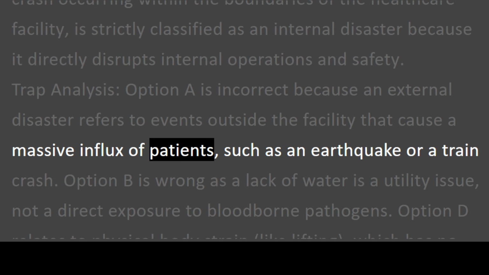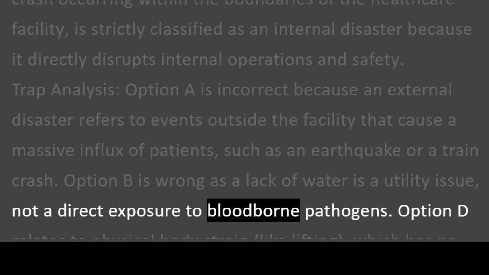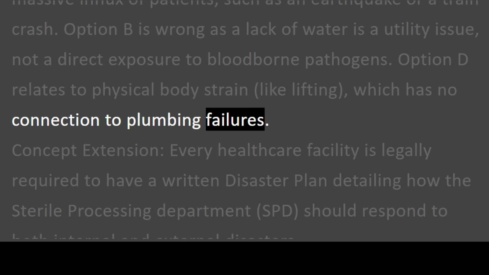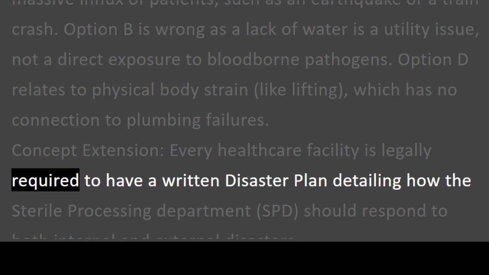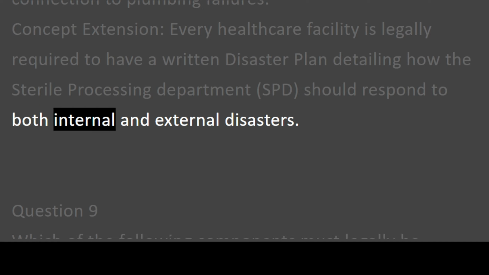Option A is incorrect because an external disaster refers to events outside the facility that cause a massive influx of patients, such as an earthquake or a train crash. Option B is wrong as a lack of water is a utility issue, not a direct exposure to bloodborne pathogens. Option D relates to physical body strain, like lifting, which has no connection to plumbing failures. Concept extension. Every healthcare facility is legally required to have a written disaster plan detailing how the Sterile Processing Department, SPD, should respond to both internal and external disasters.